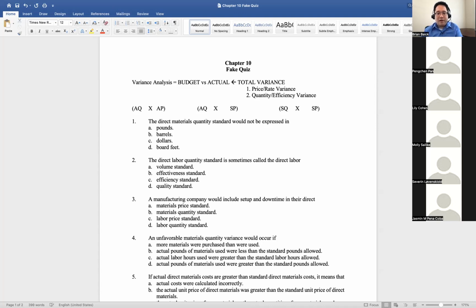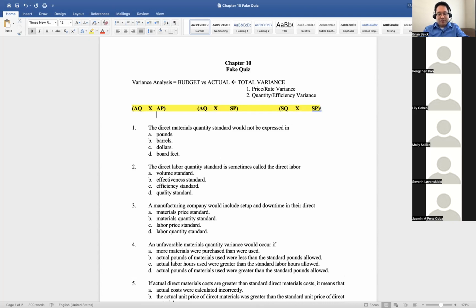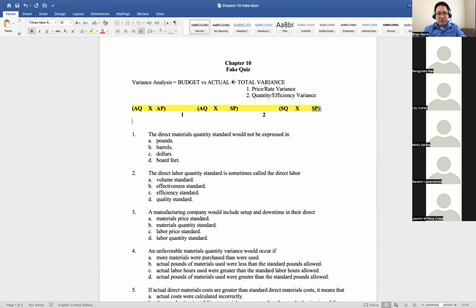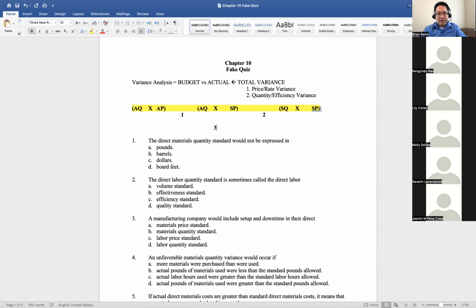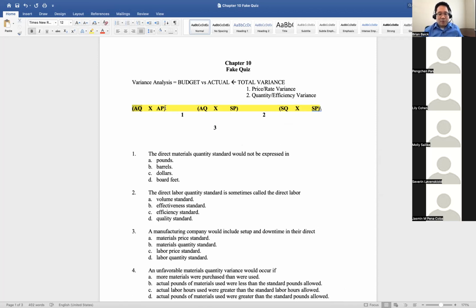The formula looks like the following: AQ times AP, AQ times SP, and SQ times SP, right? So this is the last formula, the only formula, and the most important formula that you need to know for chapter 10. Now, who can remind me what variance goes here? We have a variance here and here. What I mean is, what is the variance between the first and the second number? That's called the price variance, right? So we call that the price variance.